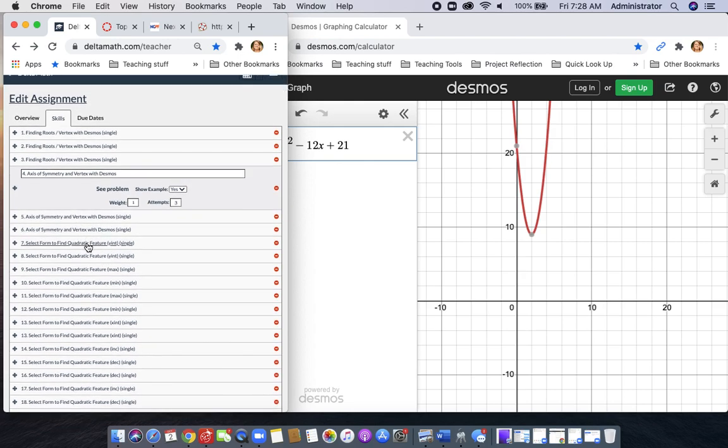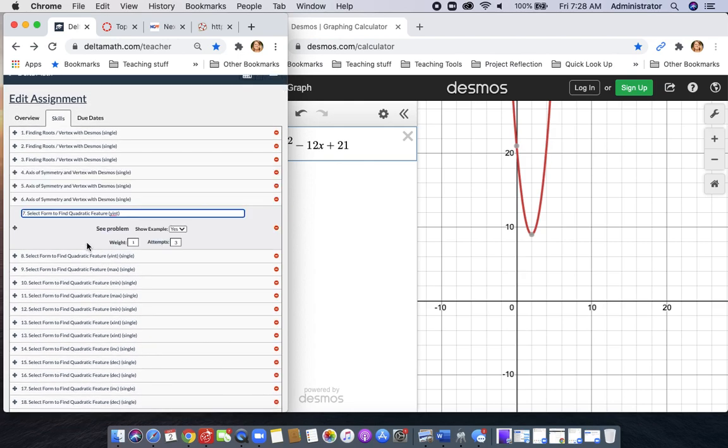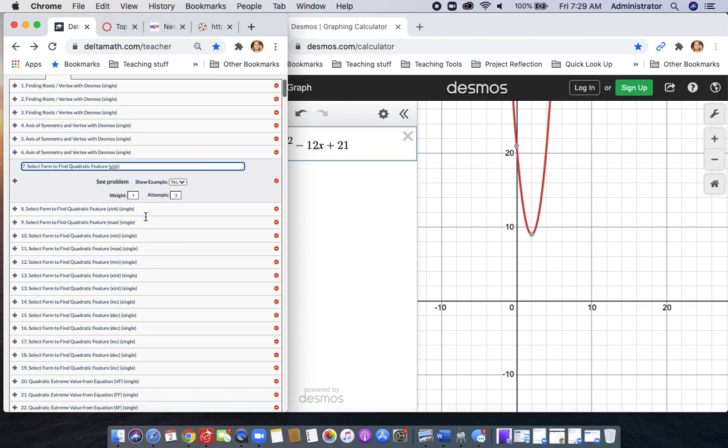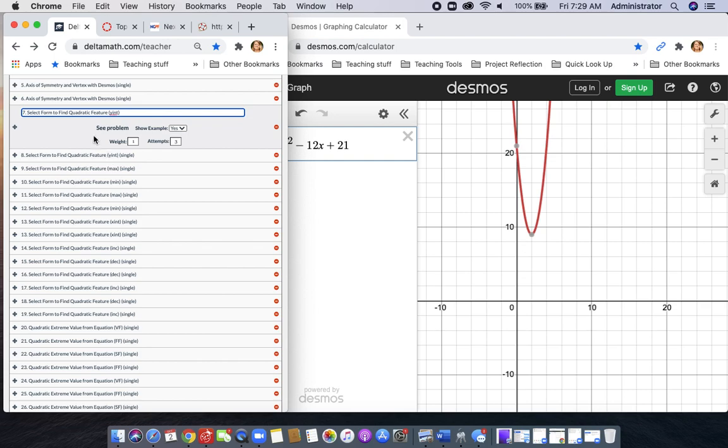All right, so hopefully you've completed 5 and 6, and we're now going to move on to number 7. It says select the form to find a quadratic function or quadratic feature, in this case y-intercept. So if you'll take a look at what we have here, you actually have to do this through select form 19, okay? Select a form to see this.